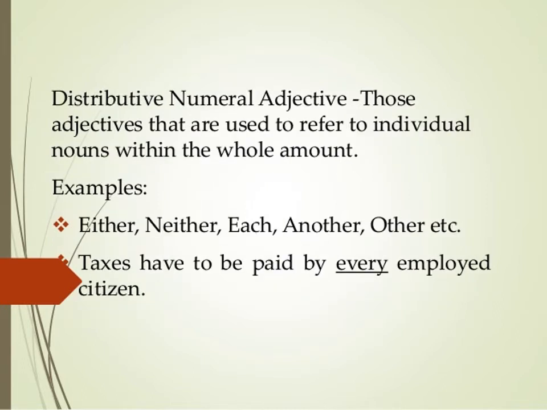Let us come to distributive numeral adjectives. Those adjectives that are used to refer to individual nouns within the whole amount. For example, either, neither, each, another, other. Means those numeral adjectives which point out a single individual among a group of many. Taxes have to be paid by every employed citizen. So we are picking out and describing those employed citizens.